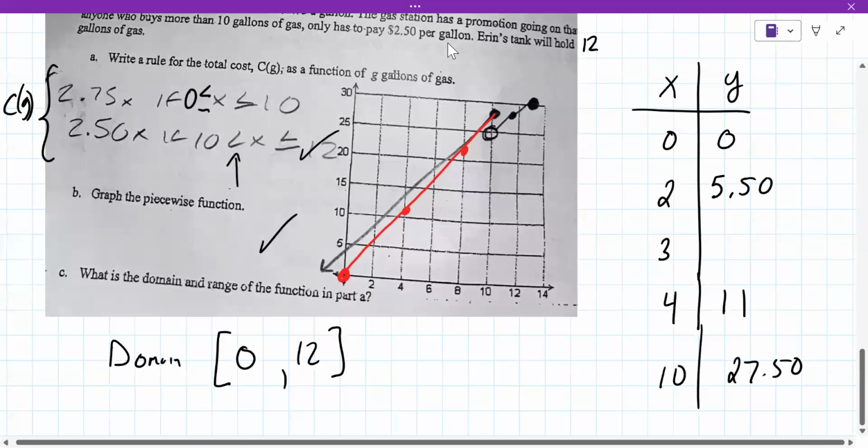There's all these options. Now the range is like how much you pay. So what's the least that you can pay? And again, think about, what is this bottom point? What is this top point?